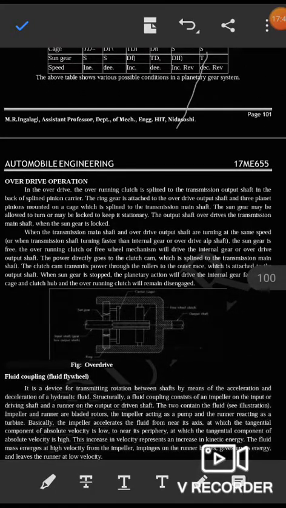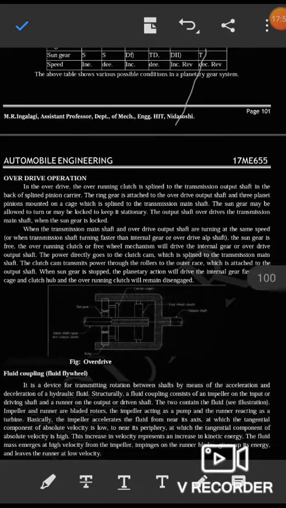In the overdrive, the overrunning clutch is splined to the transmission output shaft in the back of the splined pinion carrier. The ring gear is attached to the overdrive output shaft, and three planet pinions are mounted on the cage, which is splined to the transmission main shaft. The sun gear may be allowed to turn or may be locked to keep it stationary. The output shaft overdrives the transmission main shaft when the sun gear is locked.